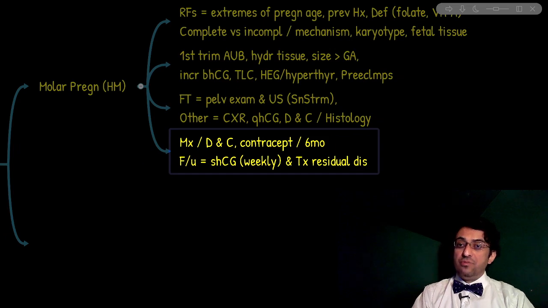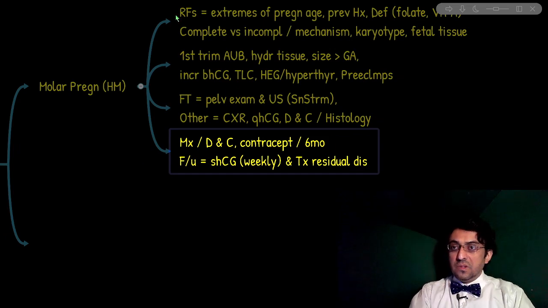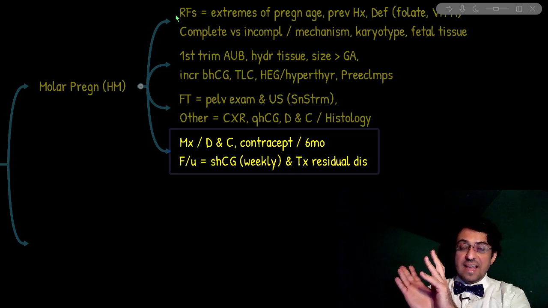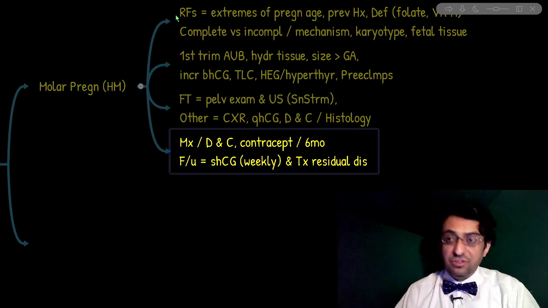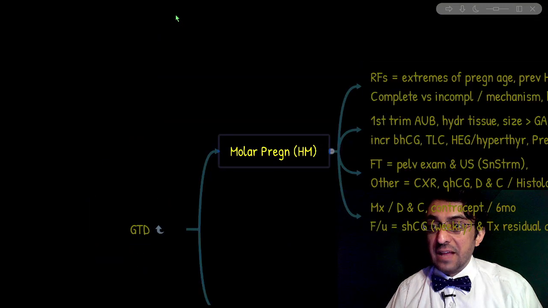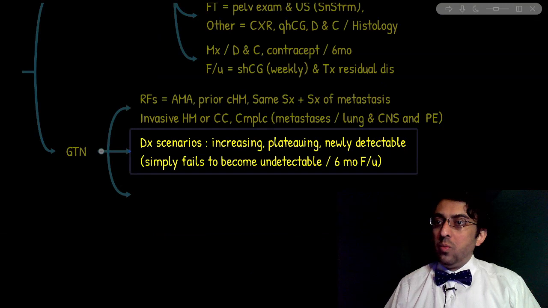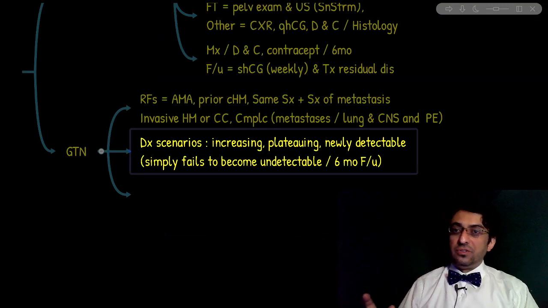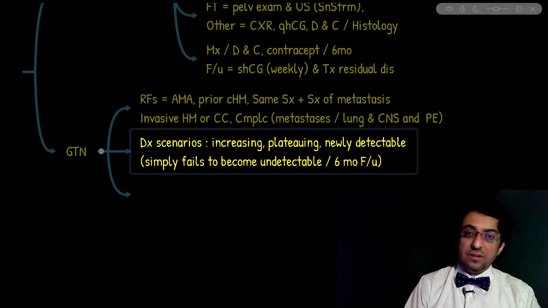What's the management of molar pregnancy? Suction curettage and contraception for 6 months, plus weekly beta HCG assessment until the levels are undetectable. And this very last sentence blossoms into understanding and diagnosis of gestational trophoblastic neoplasias. What are the diagnostic scenarios or requirements for gestational trophoblastic neoplasia?